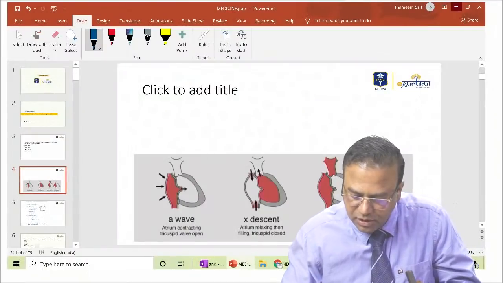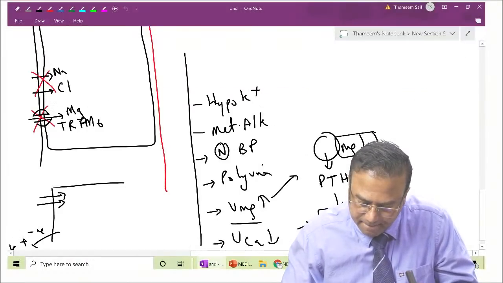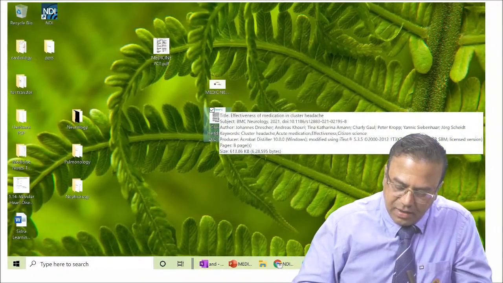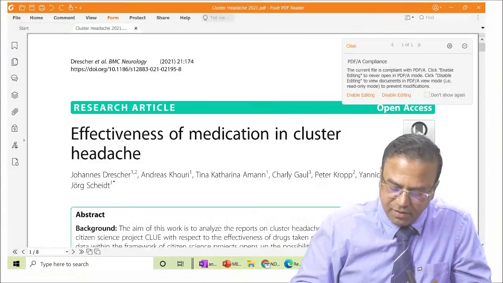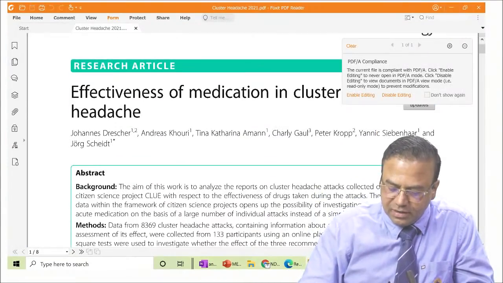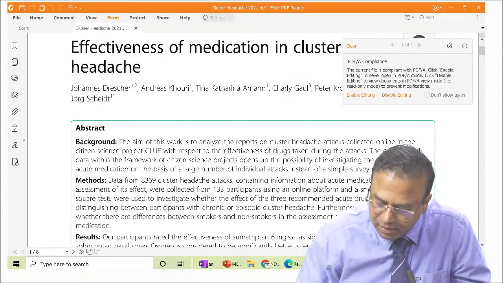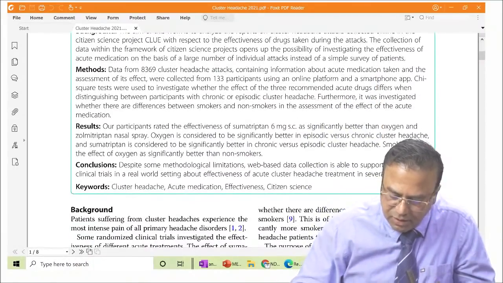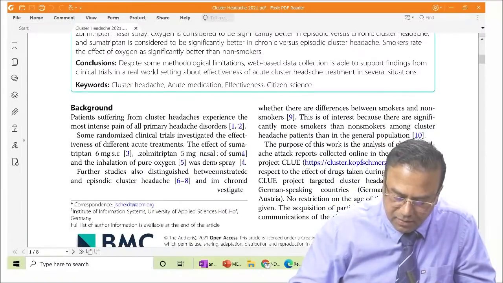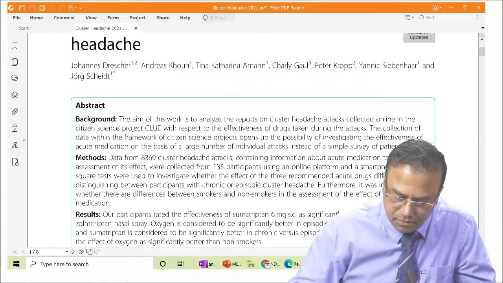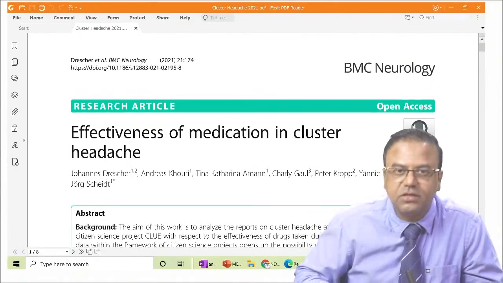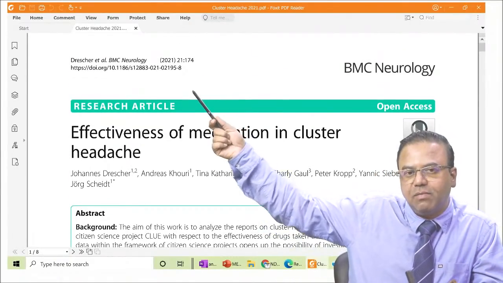I'll just show you, then you can tell for yourself. And again, I agree with you, this is not very fair that they've asked about an article that has come out this year, 2021. This is about a comparison between oxygen and sumatriptan. I'll just show you the article first. So you can see, first of all, this is 2021. This year it's come out.